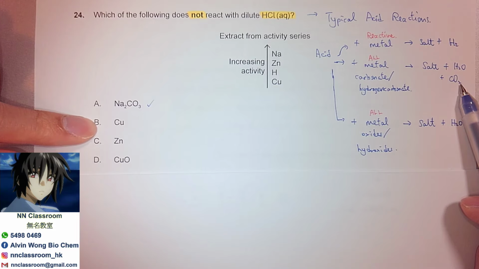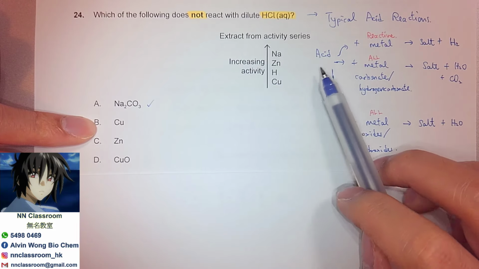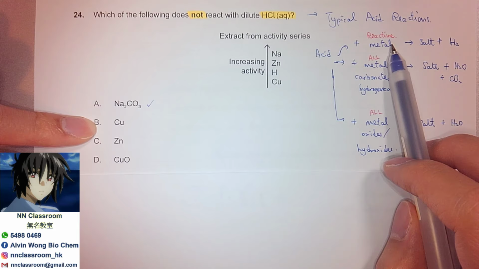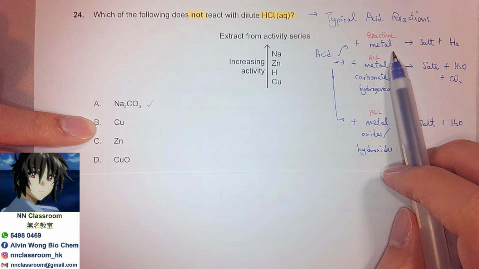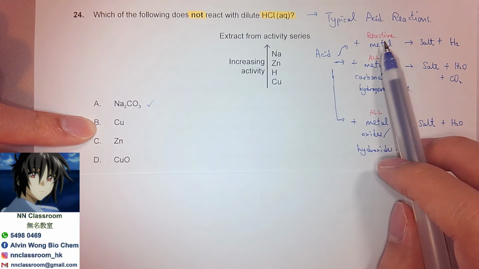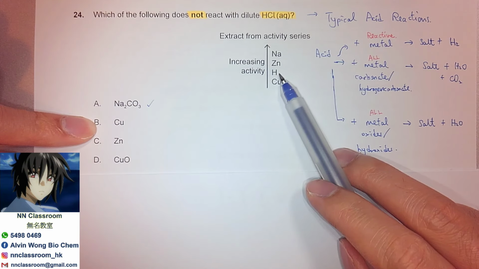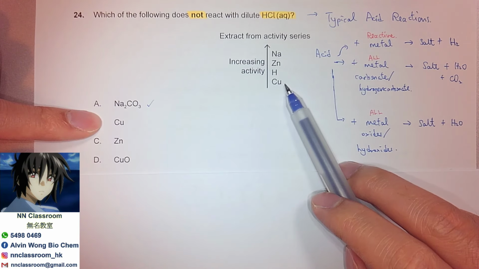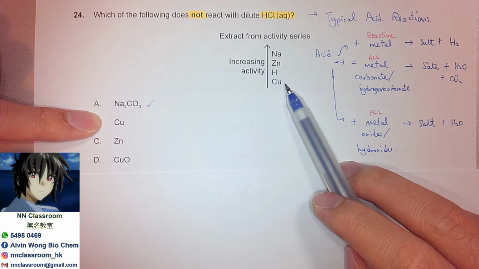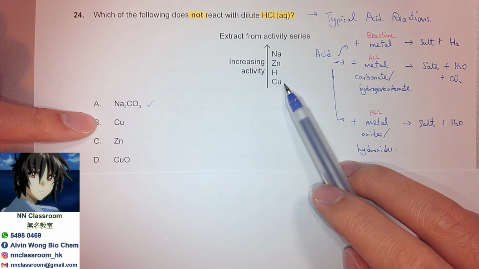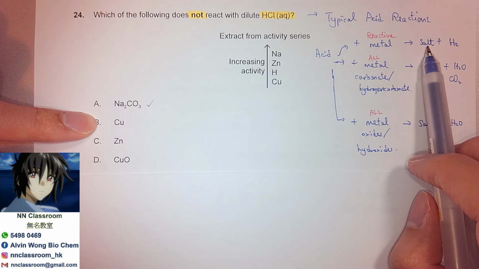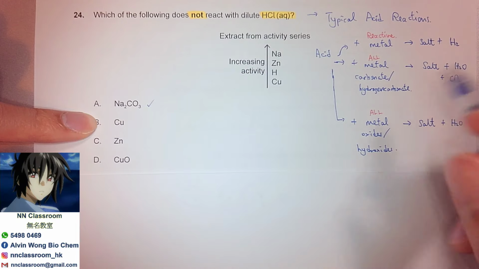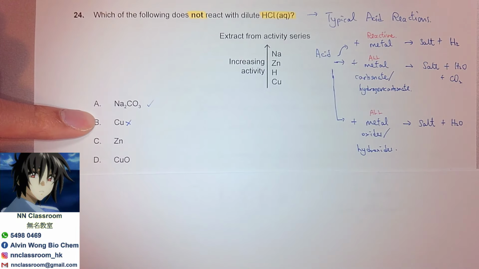B is really obviously our answer, because we just mentioned before, only reactive metals are subjected to this typical acid reaction. And reactive means everything above hydrogen. So copper, you are below hydrogen. You are not a metal reactive enough to have this reaction that produces salt and hydrogen gas. So that's why not copper.